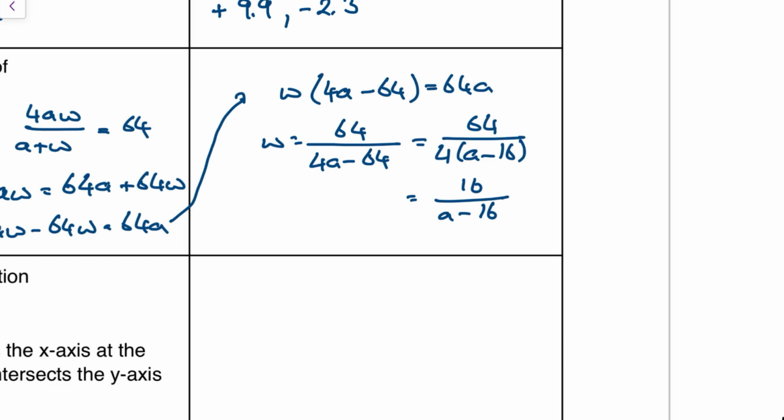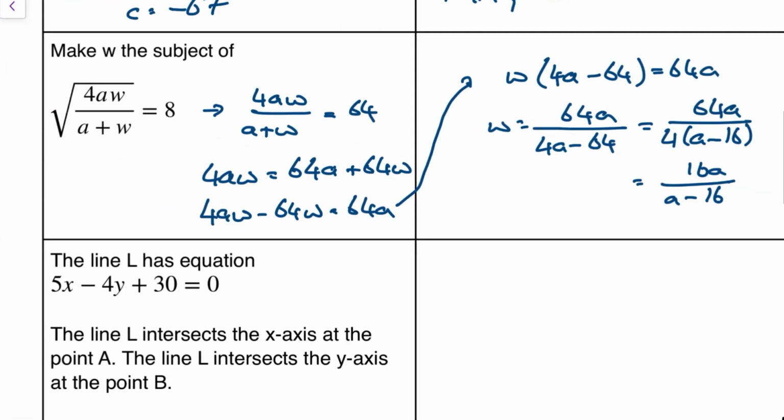Sneaky little trick at the end, and actually I've just noticed I've lost my a's, because I thought that was a bit too easy. So my final answer, to be clear, is 16a over a minus 16. Got to be careful there, because it's quite easy to miss that extra cancelling. It doesn't actually technically say simplify, but got to be careful either way.